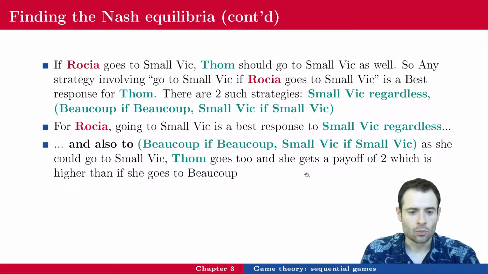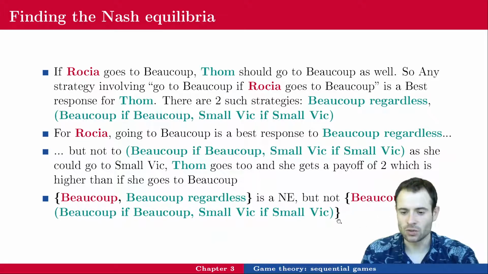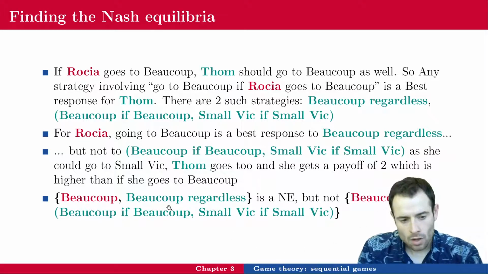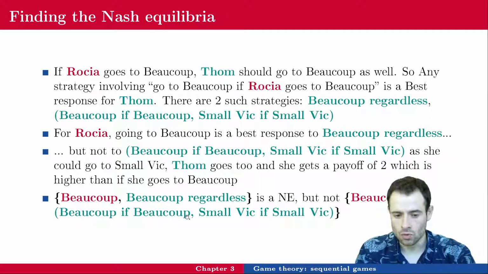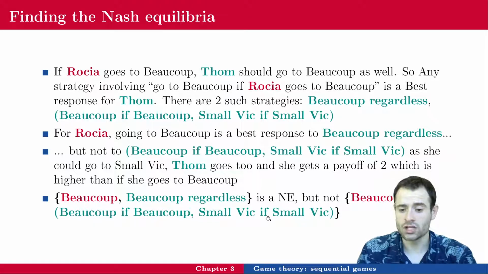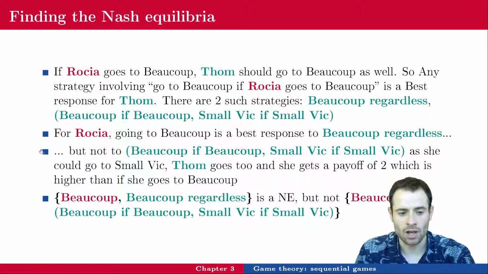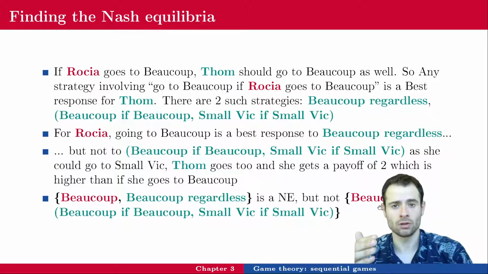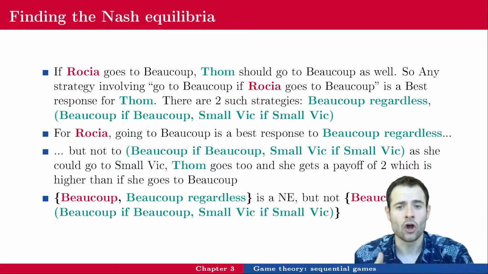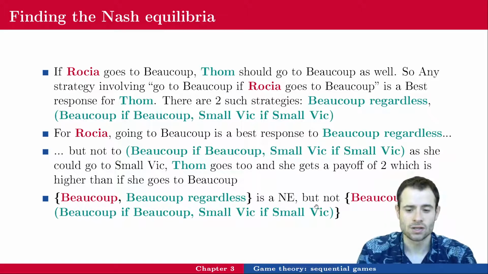Now, why is the previous statement not a Nash equilibrium? Because if Tom goes to beaucoup when she goes to beaucoup, and he goes to small victory when she goes to small victory, so if Tom follows her no matter what, then Rosia prefers to meet him at small victory because small victory gives a higher payoff. So going to beaucoup for her is not the best response in this case. She goes to her preferred option because Tom is going to meet her there, according to his strategy.